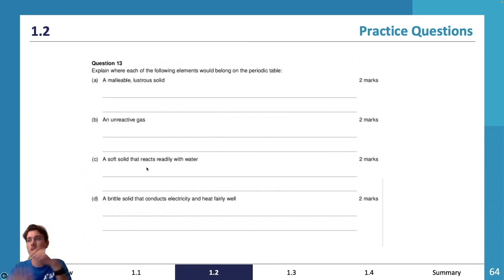A soft solid that reacts readily with water. It's an interesting one. You probably think non-metals, metalloids. There's a few different ones you can think about there. We'll discuss that in a little bit. And then a brittle solid that conducts electricity and heat fairly well. Again, we're probably looking at metalloids, something that we'll discuss.